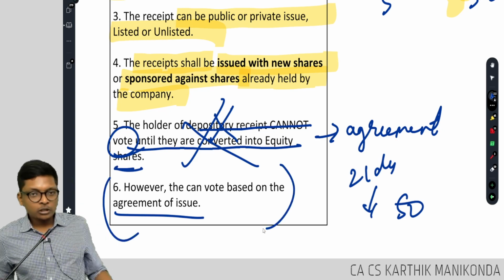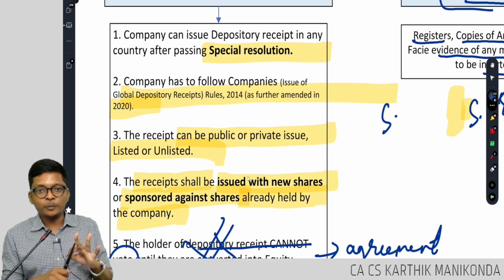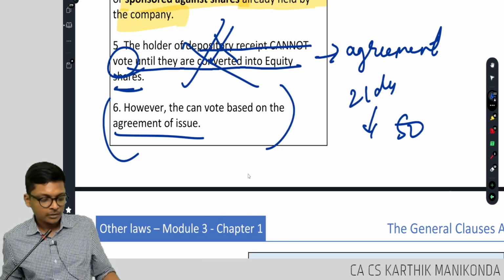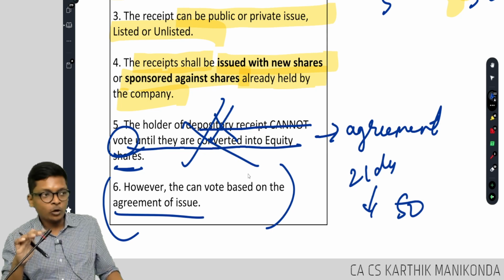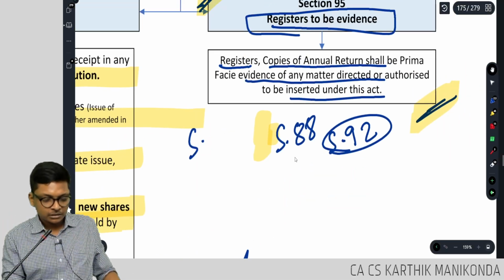That's it. Sir, what to remember for exam in Section 41 GDRs? Only 3 points. What resolution to pass? Special resolution. Next, can they vote? Generally no, but by agreement you can allow voting. That's it. Are you following, guys?